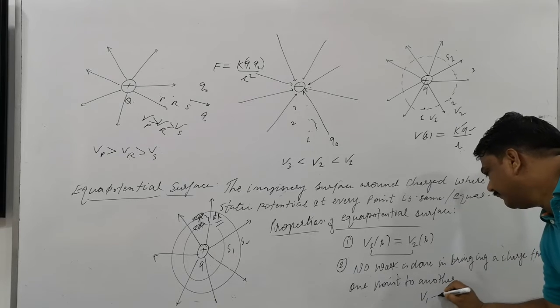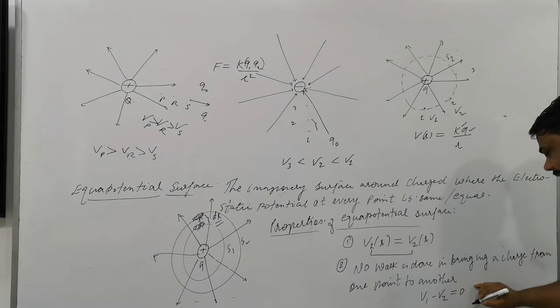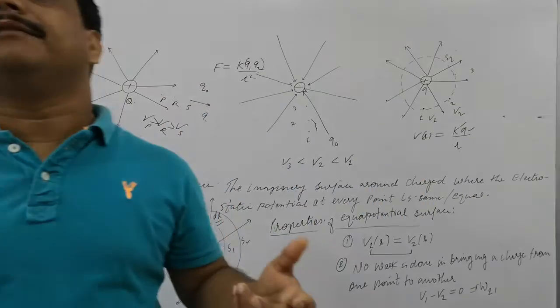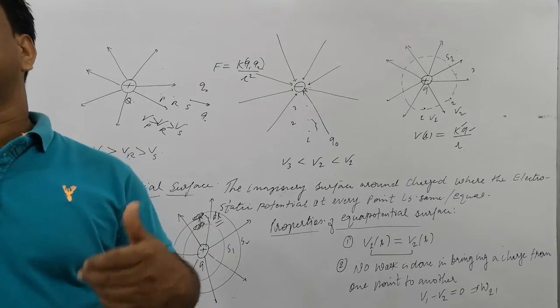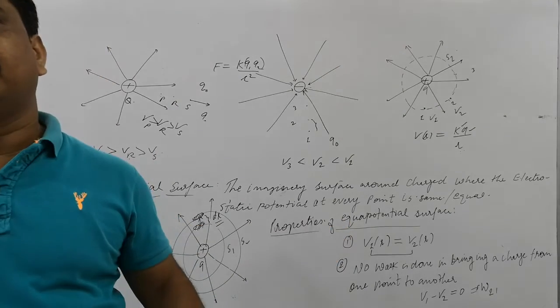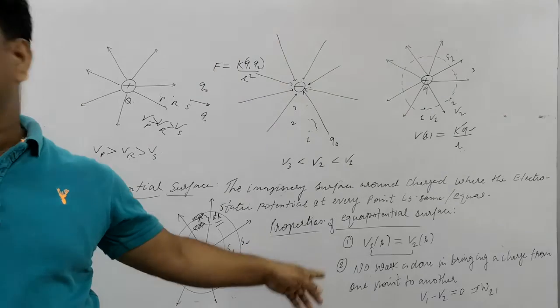That is, V1 minus V2 is equal to 0. Work done is numerically equal to the potential difference, according to the definition of potential. So no work is to be done here in bringing the charge from one point to another. This we can say, right? Please go on writing this.